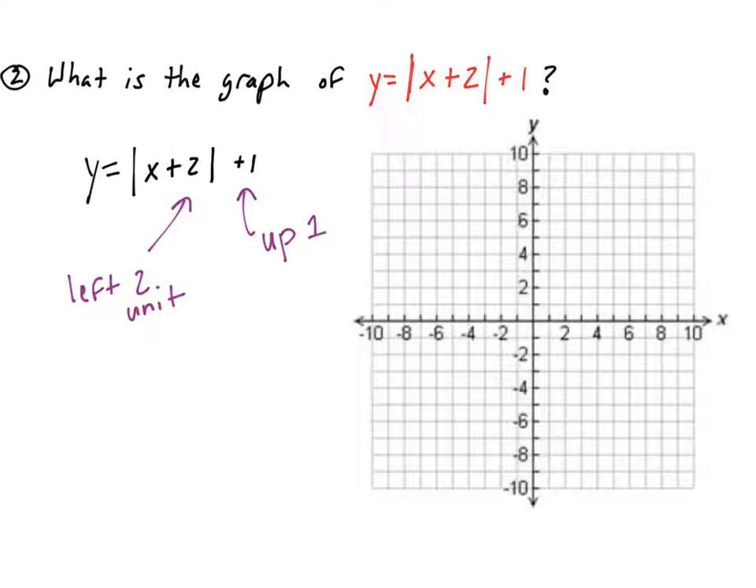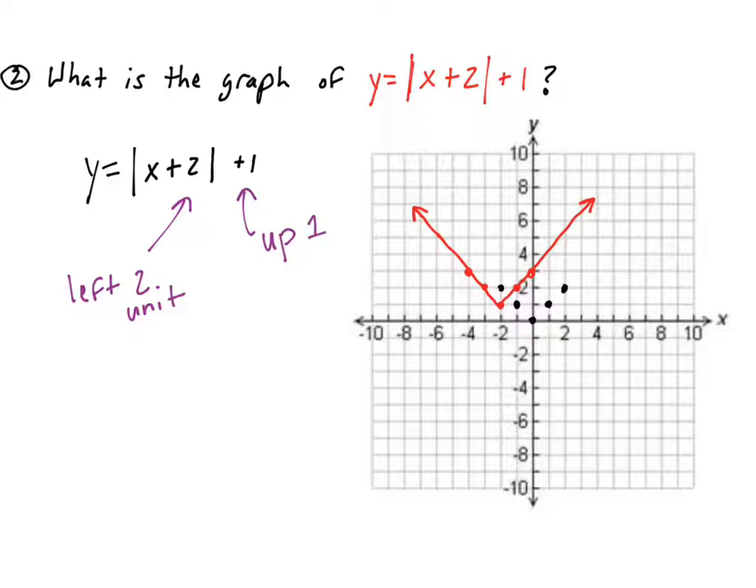Right, and so if we remember some values for our parent function, we've got 1. These are our parent function markings. We'll just do a couple here. And this time we're going to go ahead and shift it based on that information. So each one of these points is going to move left 2, up 1. And so this is our graph for y equals the absolute value of x plus 2, plus 1.